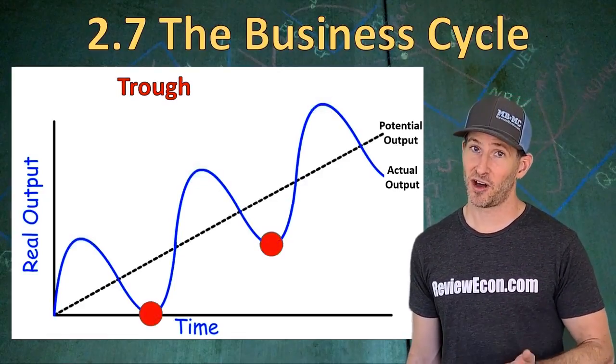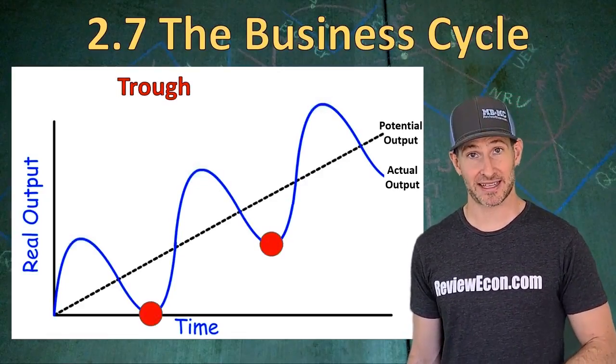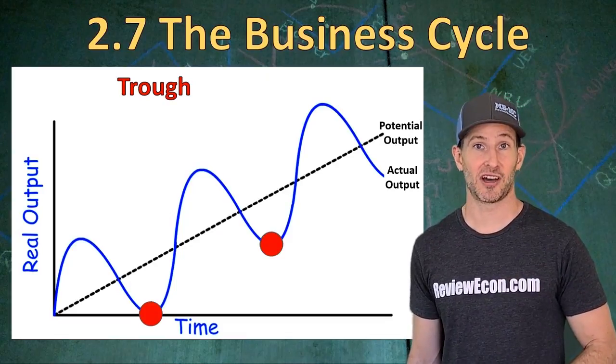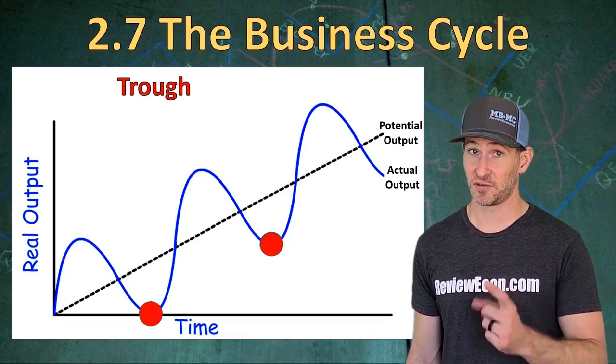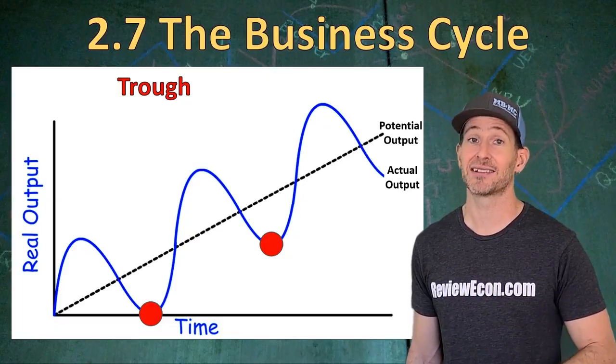At the low points, we call those troughs. There, unemployment is high and inflation is often low. We may even have some deflation, which means falling prices, and that's not a good thing.